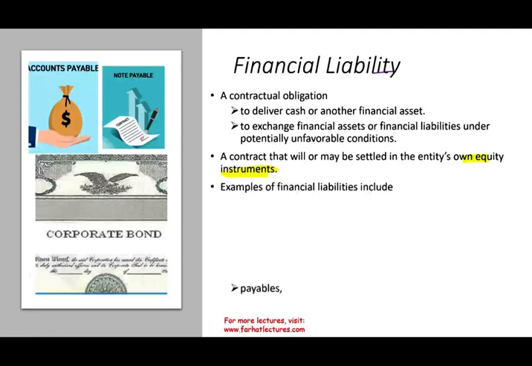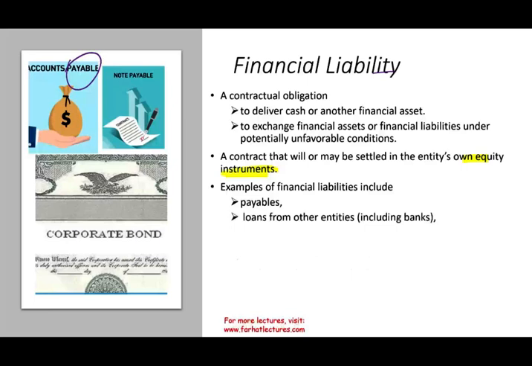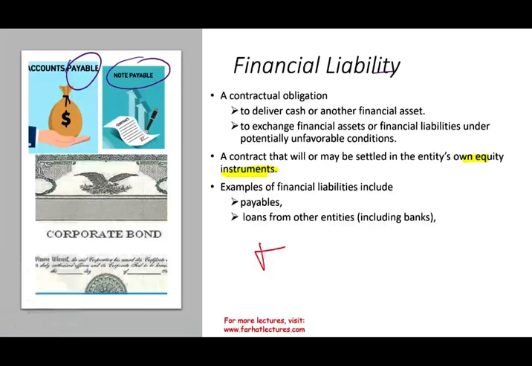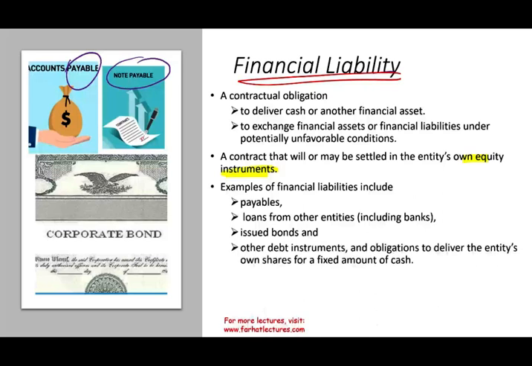Examples of financial liabilities include payables, loans from other entities. When you borrow money, you have a notes payable. Notice the lender will have a financial asset, you will have a financial liability. Issue bonds, again, you issue the bond, you have a financial liability. The person that buys the bond will have a financial asset because they have an investment in you.